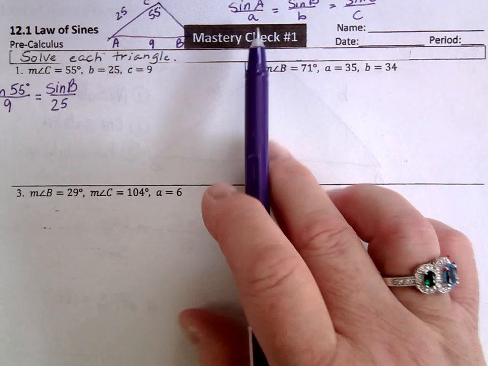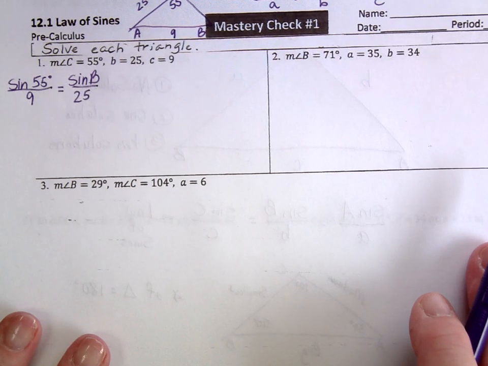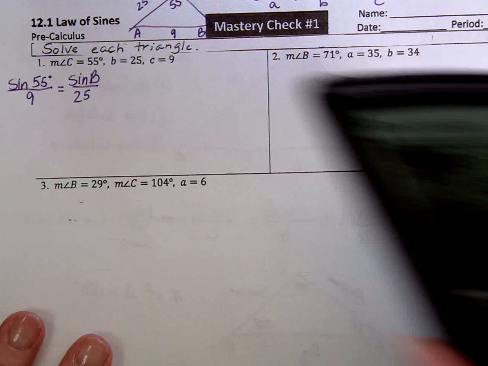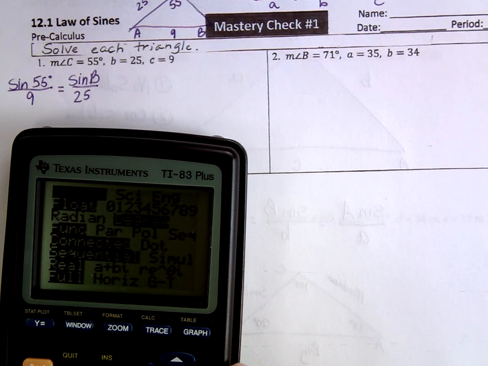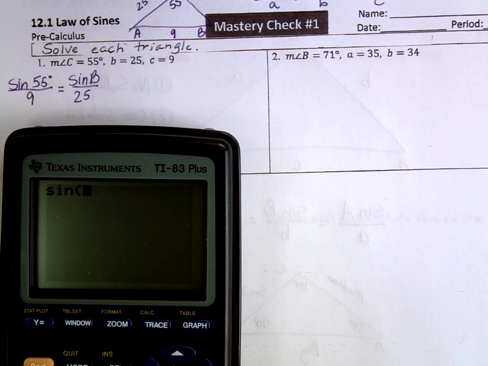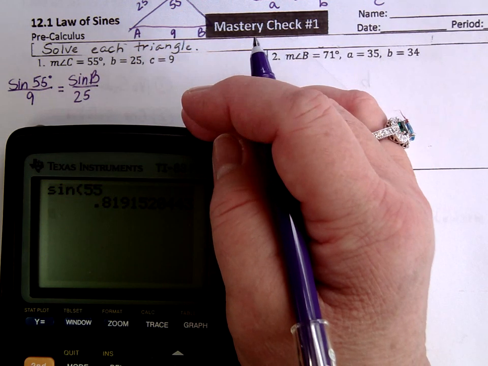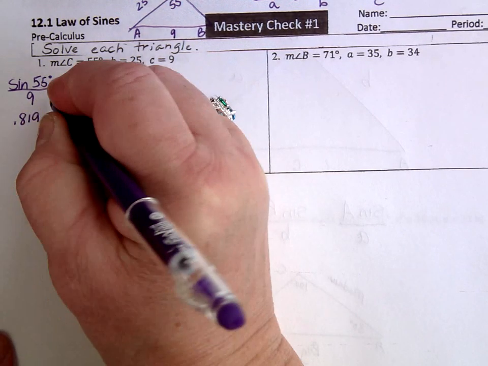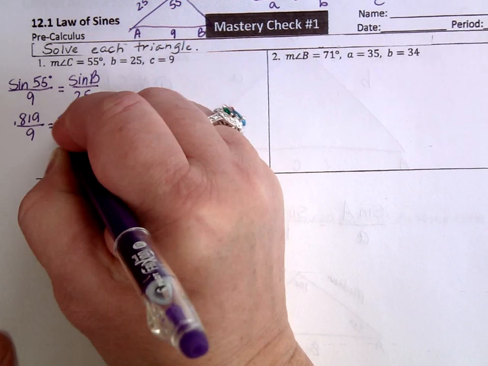Remember, you're using 2 of the 3 fractions, and that's what I have set up here. It's going to be like cross multiplying. So what I do is I go to the calculator and I figure out what is the sine of 55. So let me clear this. I want the sine of 55. It gives me 0.819. Now you're going to round these to 2 or 3 decimal places, whatever makes sense in the problem. I'm going with 0.819. So here it is, 0.819. That's the sine of 55 over 9 equals the sine of B over 25.